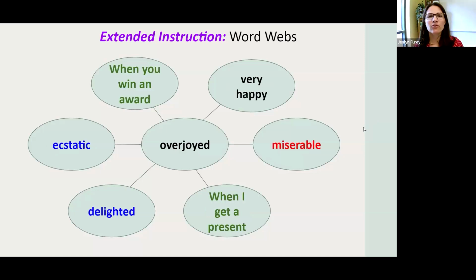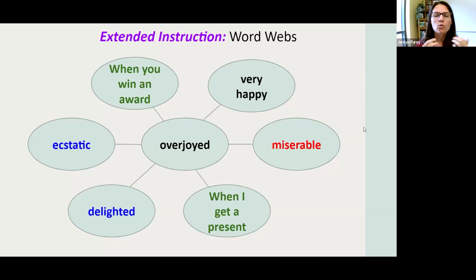And here's an example for the word overjoyed. This is a completed word web, but in this activity, you're starting as the teacher by putting the word in the middle and saying it out. You're saying everything verbally so that they're having the verbal exposure to it.